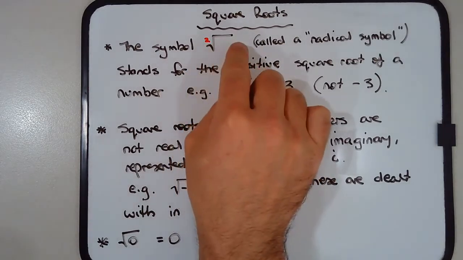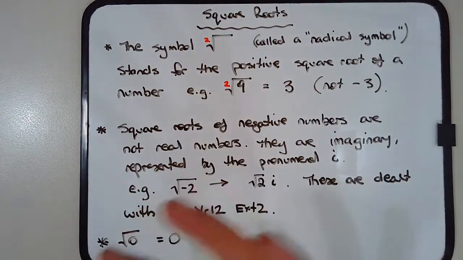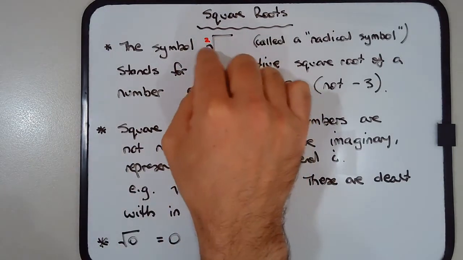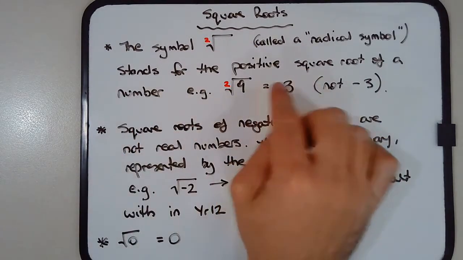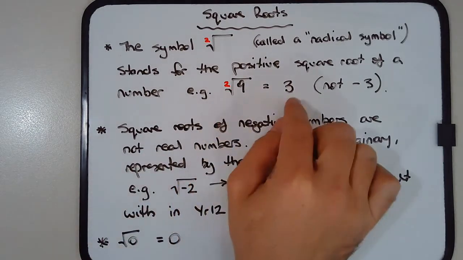When you have the radical sign without the number, that determines what order root it is, whether it's a cube root or a fourth root or whatever. We assume it to be a square root. Okay, so it stands for the positive square root of a number. So for example, square root of 9 is equal to 3.